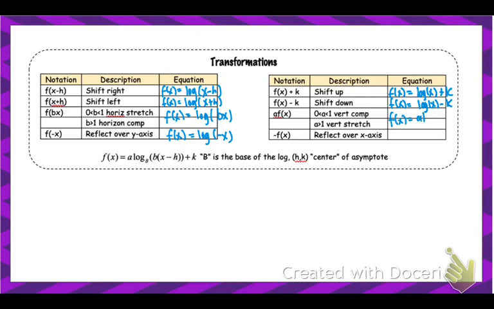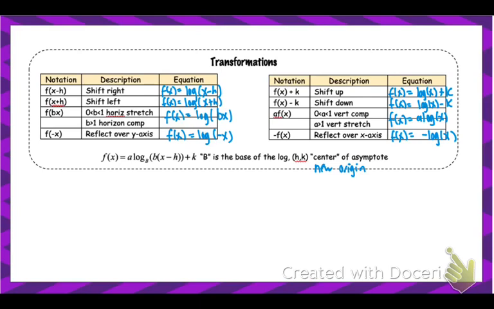Okay, multiplied out front, that's going to be your vertical stretch or compression. A negative out in front, that's going to be your reflection over the x-axis. Again, just like with exponential, we're not really shifting an actual point in the graph when we shift that (0, 0) point. We're shifting our new origin. I kind of like the center of the asymptote. It is where your asymptote is going to be located, but again, it's your new (0, 0). Okay, it's the new origin. So everything will be in relation to that new point.